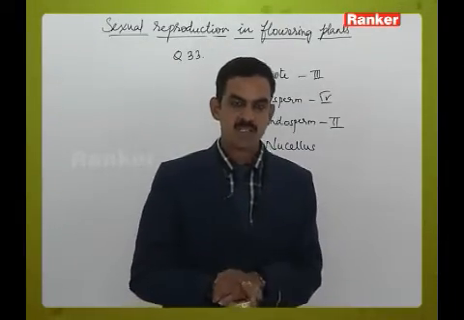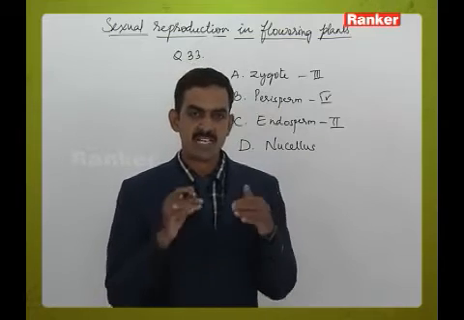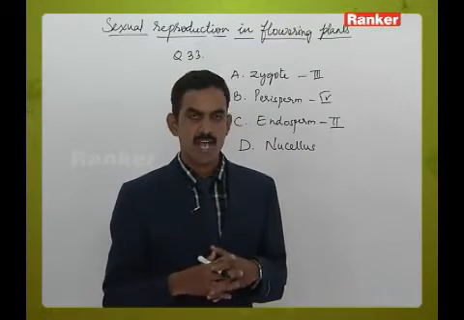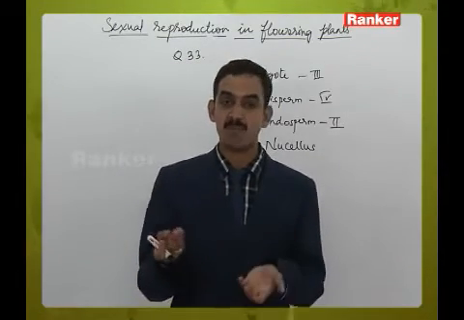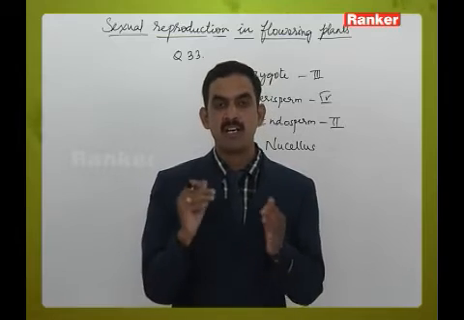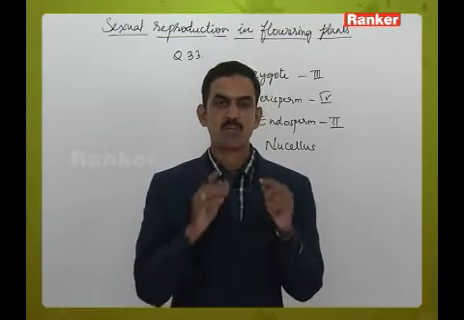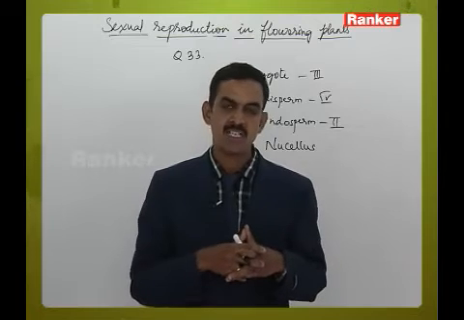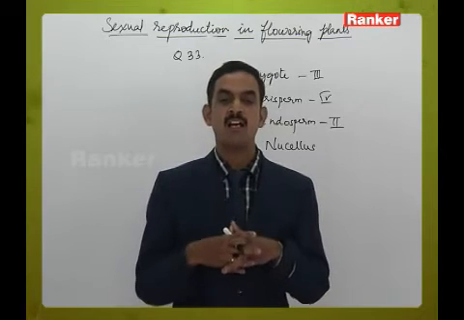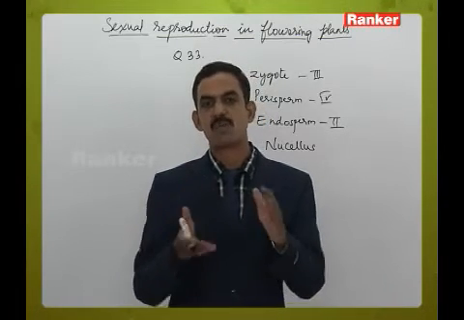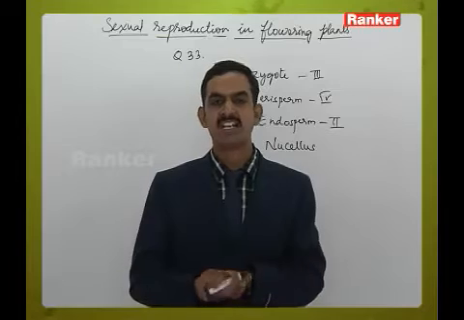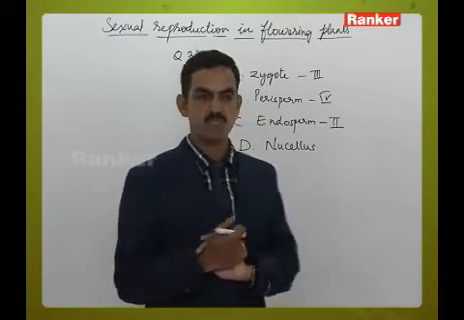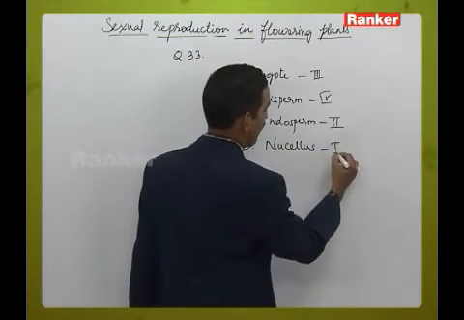Nucellus is nothing but the diploid tissue which is present inside the ovule, and this nucellus contains the embryo sac inside it. The nucellus is surrounded by protective layers, which we call integuments. If the integuments are not present, we call it a naked megasporangium. So that nucellus is 1.